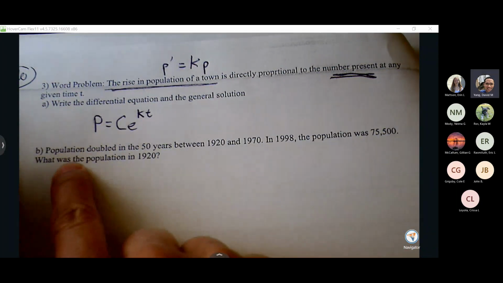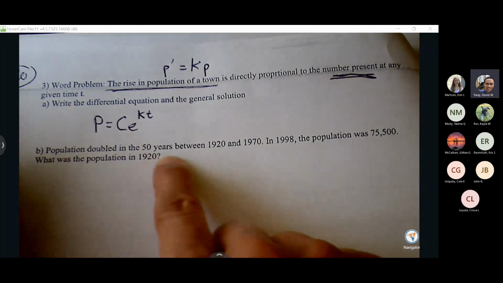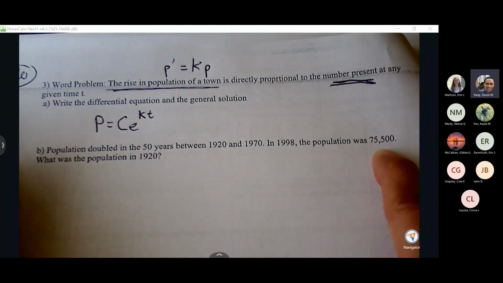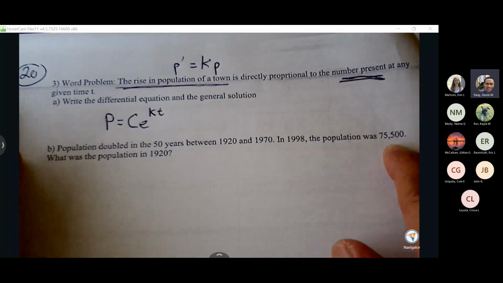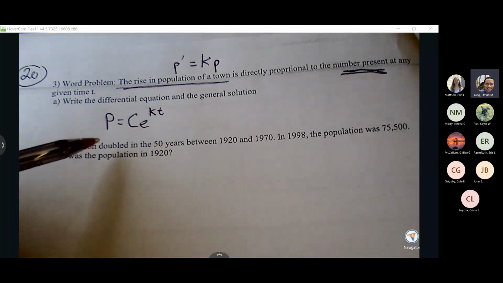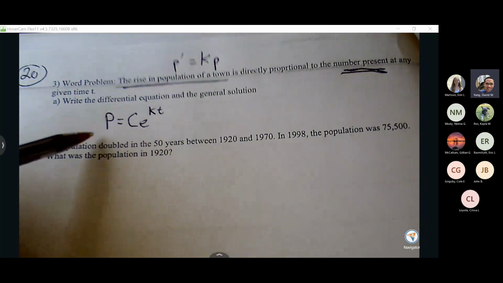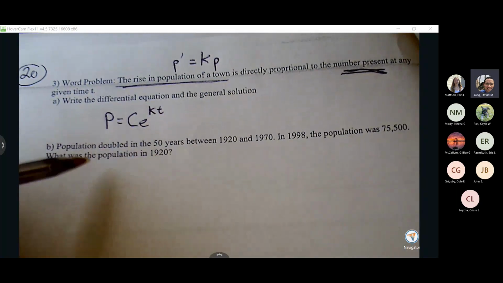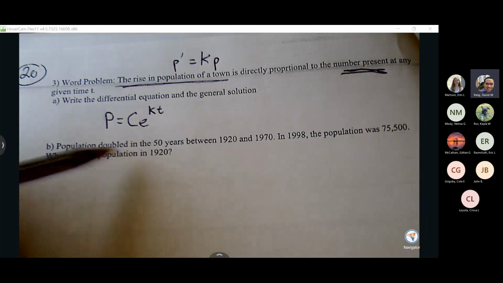Okay, so population doubled in 50 years between 1920 and 1970. 1998, population was 75,500. What's the population in 1920? So we're going to solve for C, find K, create this particular solution, and then we're going to use this particular solution to help us make that prediction.